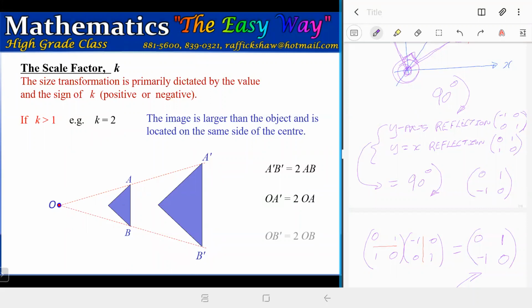All right, moving along. OB is the same thing. The distance from O to B prime is twice the distance from O to B. The scale factor pushes the image twice the distance away from the center of the enlargement.